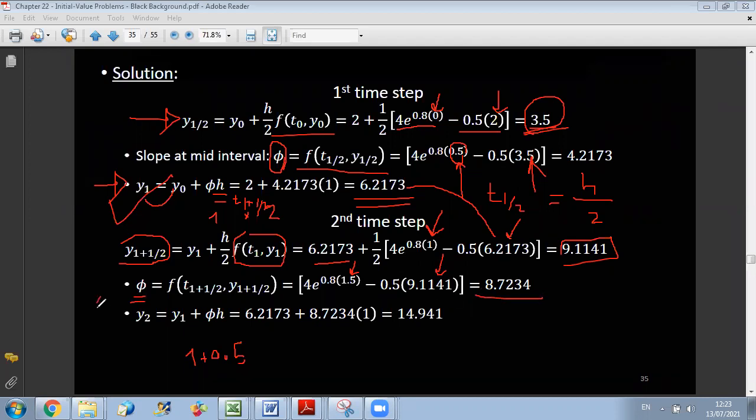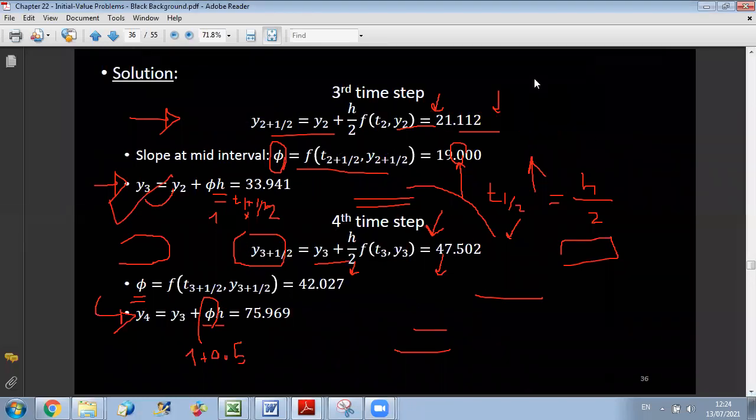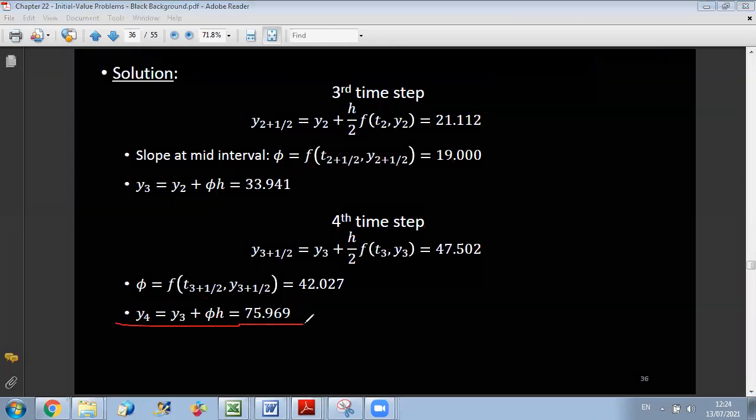Now we are ready to find y2. So y2 is just y1 plus phi times h. We go the overall step, which is h, using the mean slope phi. So this second time step is done. We move to the third time step, and once the third time step is done, we move to the fourth one. Doing all of these operations, we end up with y at 4. When we calculate y4, we are done.